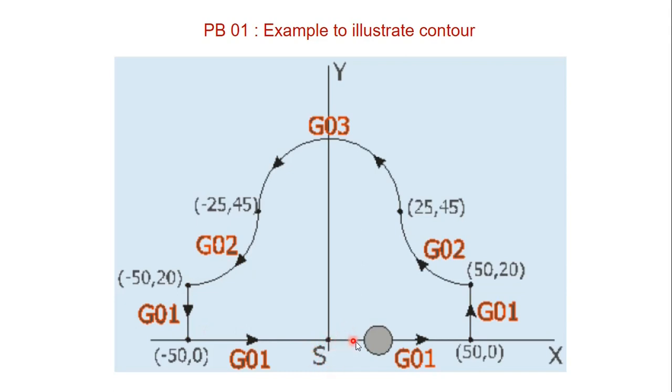Anything going towards the right side is X positive, anything going left is X negative, anything going down is Y negative, anything going up is Y positive, and perpendicular to the screen, anything going inside the screen is minus, and up is Z. Now you can see from S to this 50,0 there is a linear motion. So linear interpolation will happen. Whatever milling operation happens will be linear. From here again linear. But from here there is a curve of radius 25.